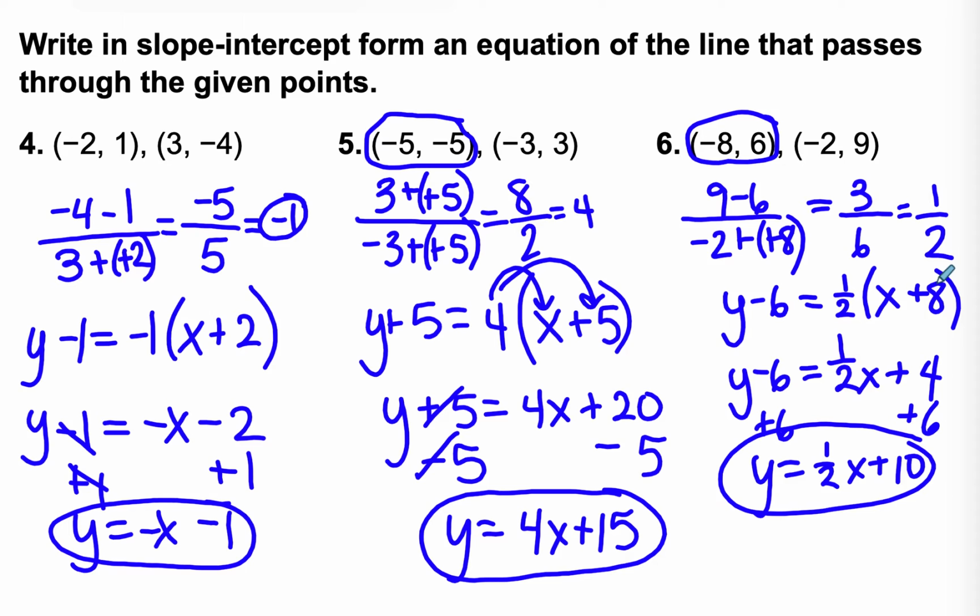Then I do distributive to get rid of the parentheses. 1/2 times x is 1/2 x. 1/2 times 8 is 4. And then the final step is to add 6 to both sides because there's a minus 6 by this y. And for slope-intercept form, we have to get rid of it. So negative 6 plus 6 is 0, leaves me with y. 4 plus 6 equals 10. So my slope-intercept form equation is y equals 1/2 x plus 10.